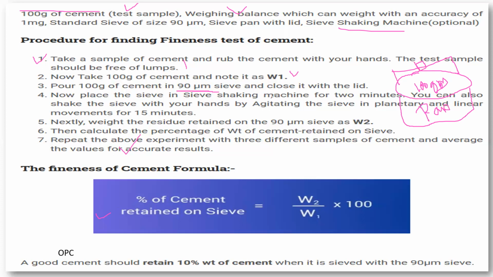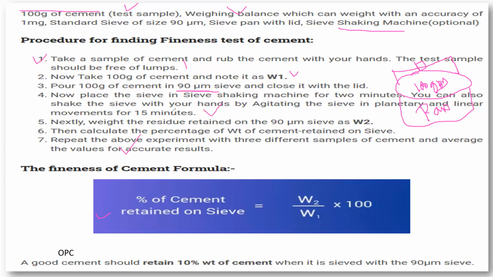Now place the sieve in the sieve shaking machine. If you have a machine, it's well and good, you can place it there for 2 minutes. And if you don't have it, you can try to play with your hands. I mean, you have to give a motion to this particular sieve and the sieve pan, horizontal and vertical, up and down. It's written planetary and linear movement for the next 15 minutes.